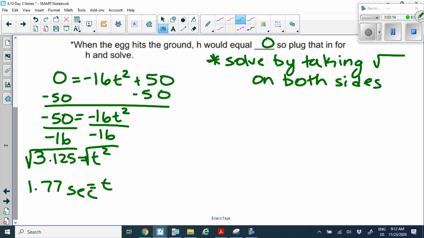Okay. Now you might be thinking, why are we doing decimals? Well, this is a real world problem. Would it make sense to have a square root and try to simplify that? No, we actually want to know what is the seconds. So when you're doing real world problems, it is okay to get a decimal as your final answer, okay?